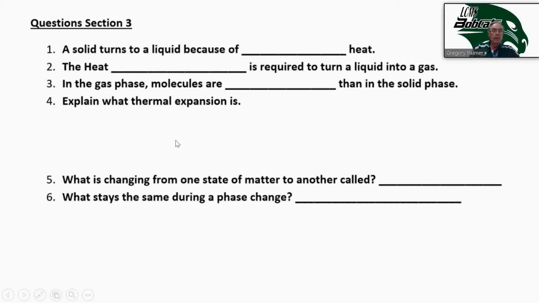A solid turns to a liquid because of increased heat. So, I mean, that should be pretty obvious. You have a solid like ice, you increase the heat, it melts and turns into a liquid. The heat of vaporization is required to turn a liquid to a gas. And the way you can remember that is a gas is a vapor.